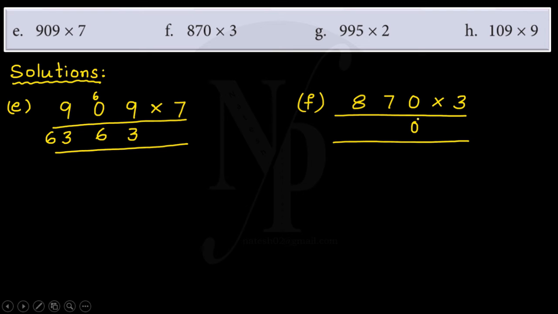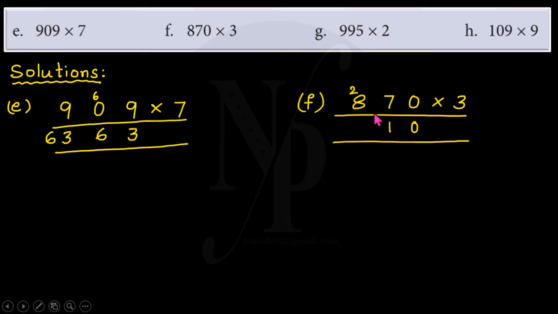And 3 sevens are 21. So 21 tens, since 7 is in the tens place here. So when you multiply 7 by 3 you get 21. So 21 here will be 21 tens, and 21 tens are regrouped as 200s and 10. So 200s are carried forward to the hundreds place and 10 is written in the tens column.